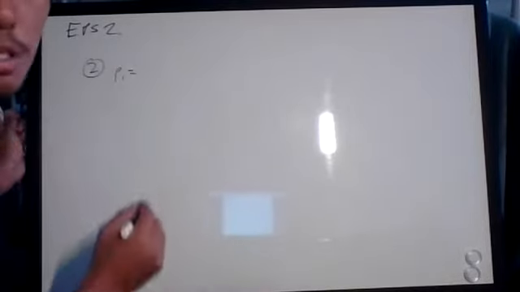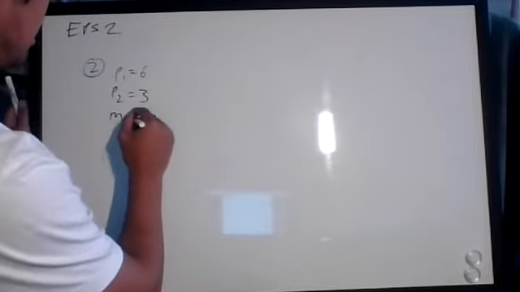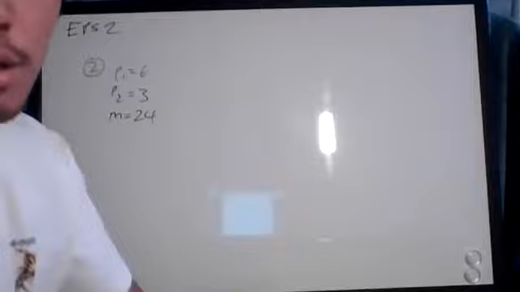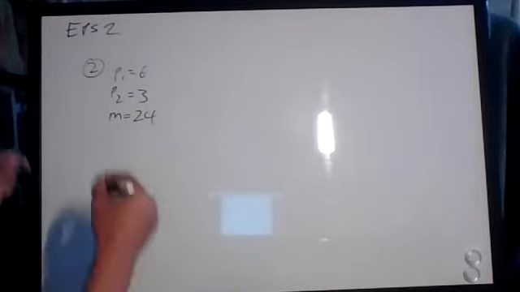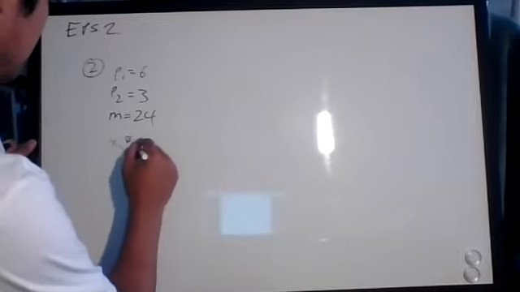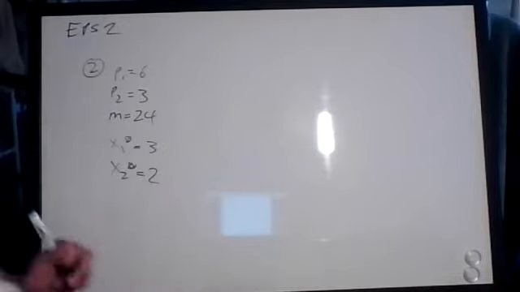Now let's go back over question 2. As I mentioned before, we're just breezing through this. Looking at question 2, we're given the fact that P1 is equal to 6, P2 is equal to 3, and M is equal to 24. He comes back from the market, and x1 prime is equal to 3, and x2 prime is equal to 2.